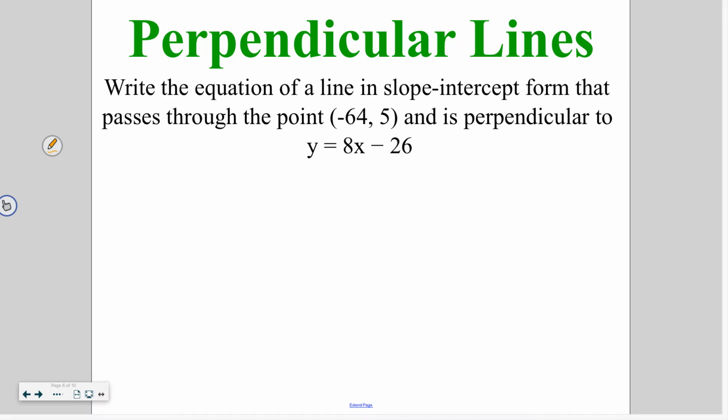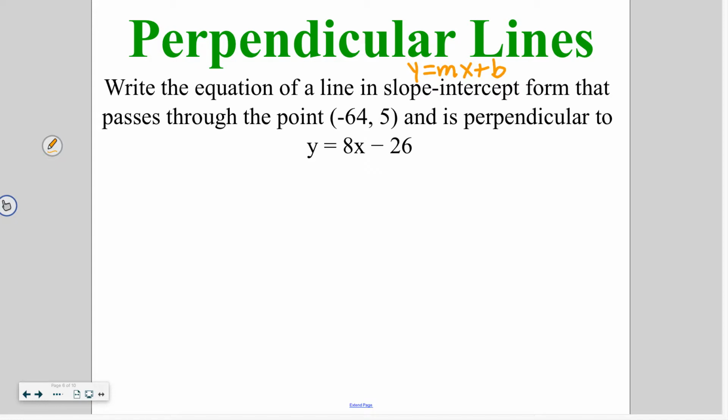Now to actually find perpendicular lines. We're going to look to write an equation of a line in slope-intercept form, again remembering that's y equals mx plus b, that passes through the point (-64, 5) and is perpendicular to the line y equals 8x minus 26.